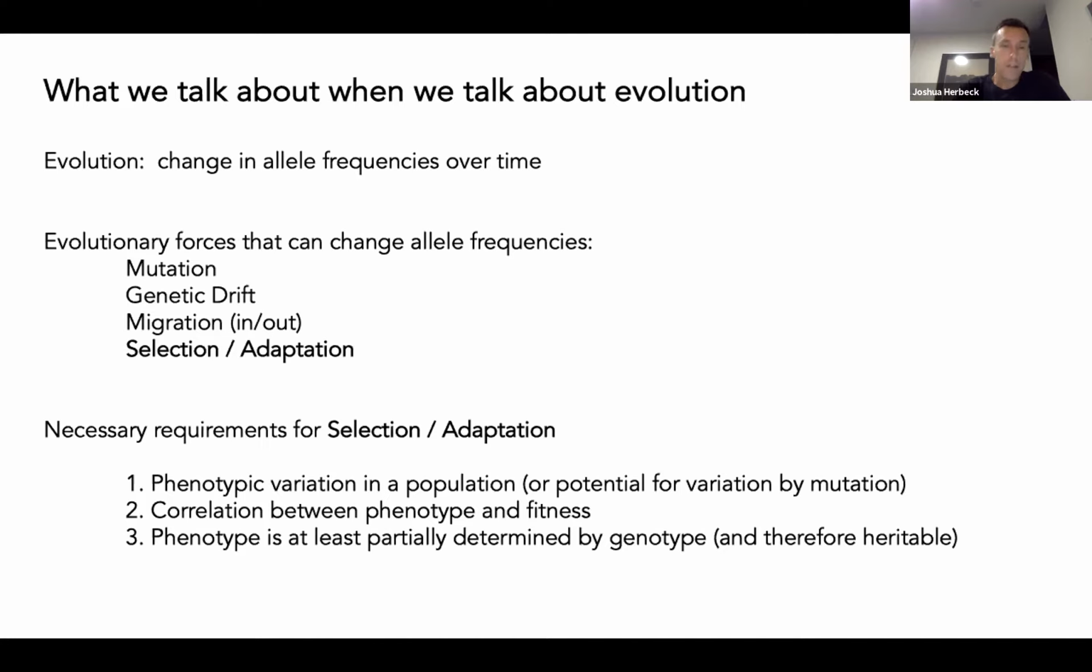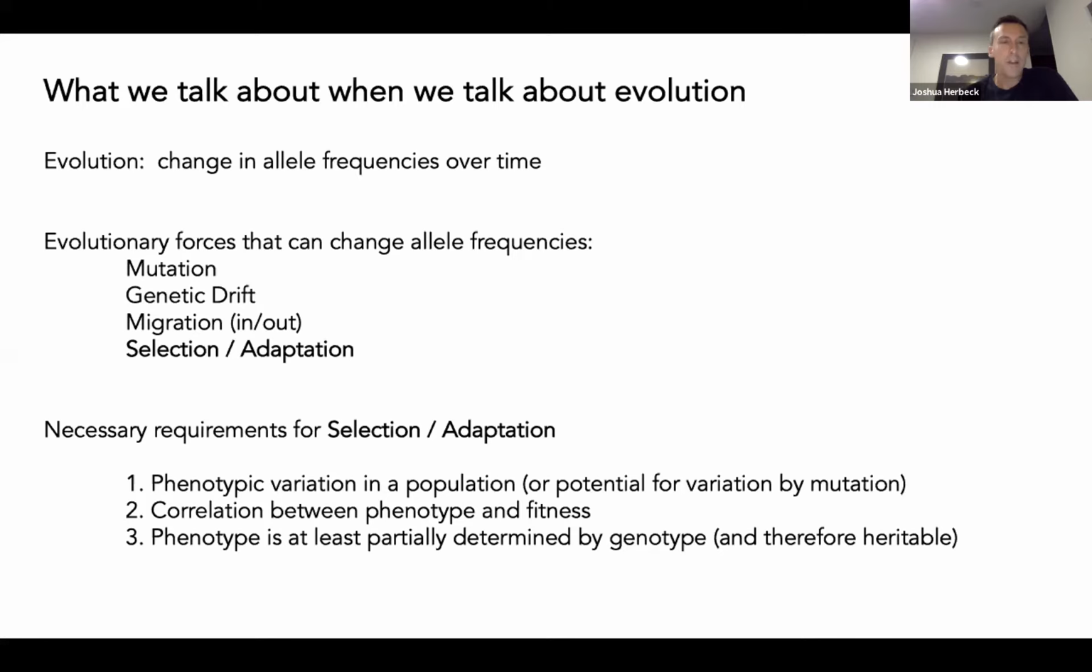Selection and adaptation, the requirements are quite simple, and these are laid out by Darwin. There has to be variation in the phenotype in a population. Evolution occurs at the population level, not really at the individual level. There has to be correlation between phenotype and fitness, and by fitness I generally just mean the number of offspring that any individual contributes.